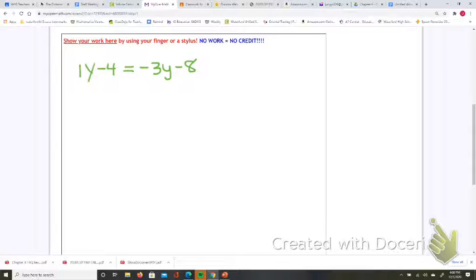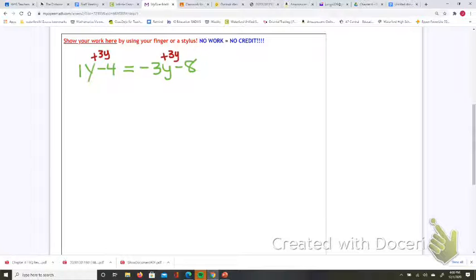So what we want to do, we have a 1y on the left and we have a negative 3y on the right. And what we want to do is move the variable on the right over to the left side. We always want the variable to be on the left. So that variable is negative 3y, and another way that we can say it is minus 3y. So what is the inverse of minus? Plus. So we are going to add 3y to both sides, plus 3y.